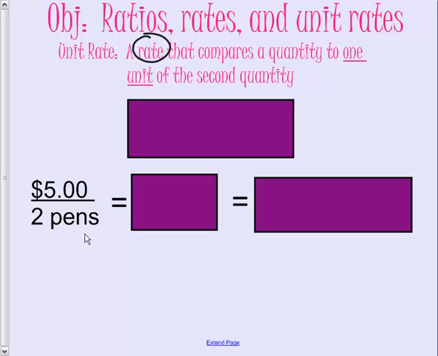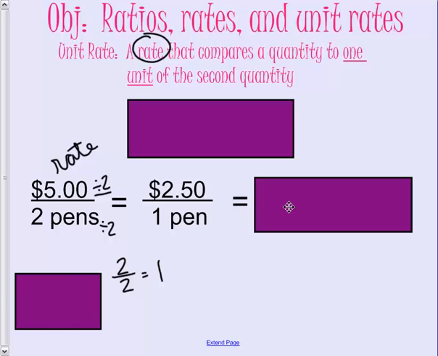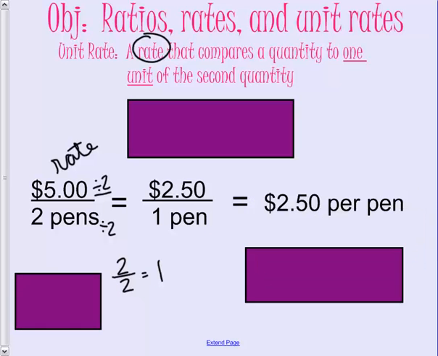This right now is just a rate. We want to change it into a unit rate. So what we're going to do is, I don't care how much it is for 2 pens, I only want 1 pen. So I can divide both by 2, right? Because 2 divided by 2 is 1. So really, I'm not doing anything wrong there. I'm making equivalent ratios or equivalent rates in this case. So $2.50 for 1 pen, and how we would say that in the real world is $2.50 per pen.